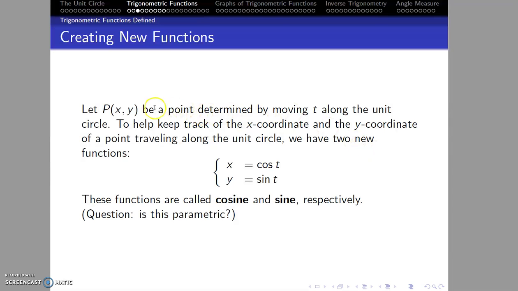I've got a point P of (x, y). So the point's name is P, and the coordinates are (x, y). And that's our terminal point after moving t, some arbitrary unit, or some arbitrary distance along the unit circle.